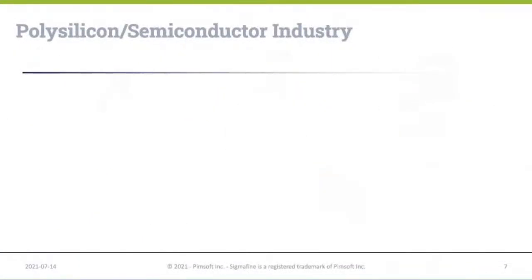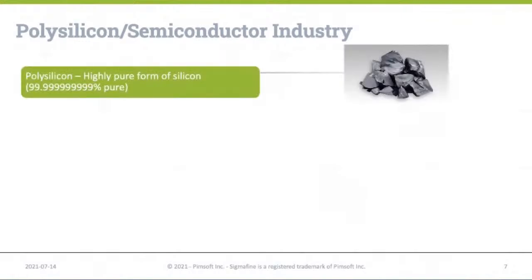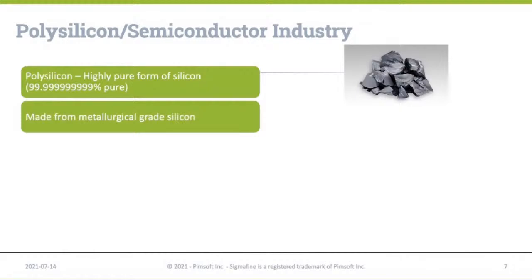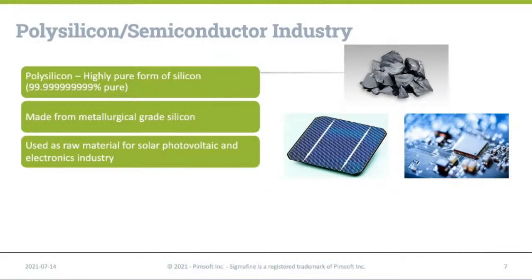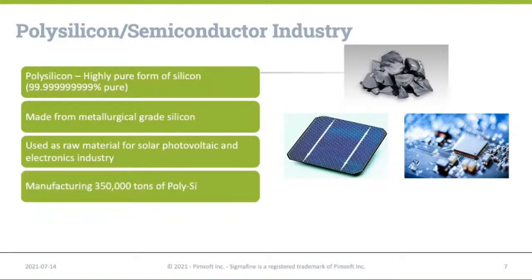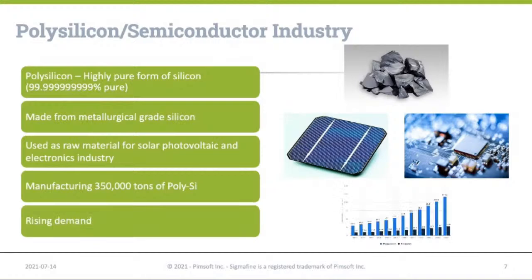Silicon is the second most abundant element found on Earth. Polysilicon is a pure, stable, and crystalline form of silicon made from metallurgical grade silicon. Polysilicon offers properties like other semiconductor materials, and therefore it is widely used in the manufacturing of solar photovoltaic cells and electronic components. Currently, over 350,000 tons of polysilicon is made around the globe every year. And as the demand grows, the production will likely grow with it.